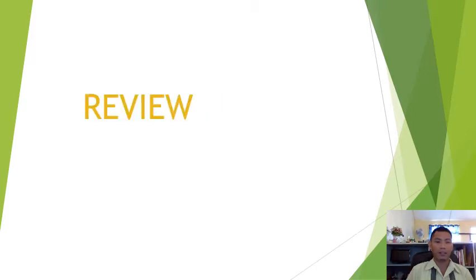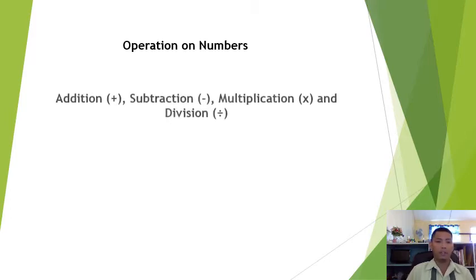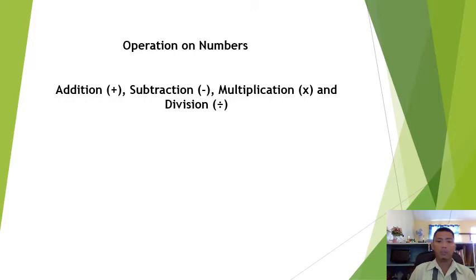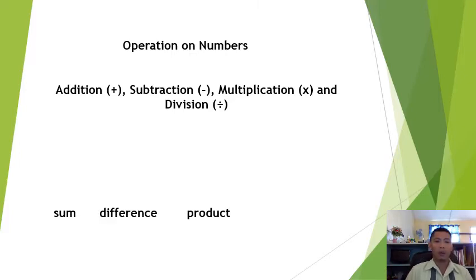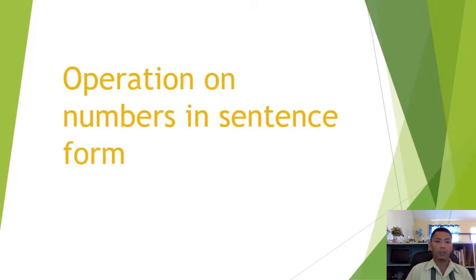In our last lesson, we discussed operation on numbers, such as addition, subtraction, multiplication, and division. Okay? And when we say sum, it is addition. When we say difference, it is subtraction. When we say product, it is multiplication. And quotient, it is division. Okay, so now we will discuss operation on numbers in sentence form.